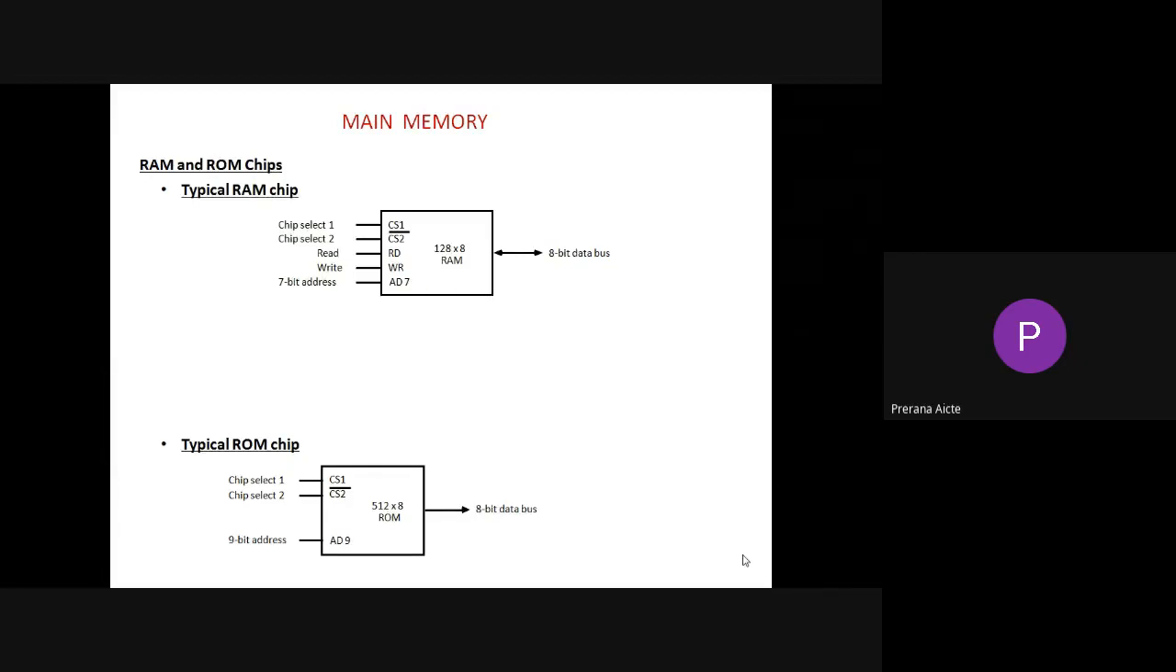A RAM chip is well suited for communication with the processor. It has a bidirectional data bus that allows the transfer of data either from memory to processor during a read operation, or from processor to memory during a write operation. The diagram shows a memory of 128 words of 8 bits per word. This requires a 7-bit address and an 8-bit bidirectional data bus.